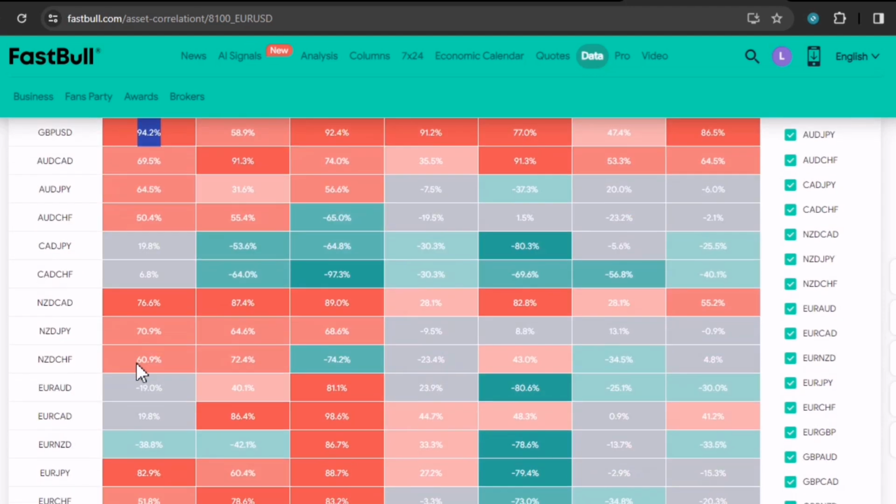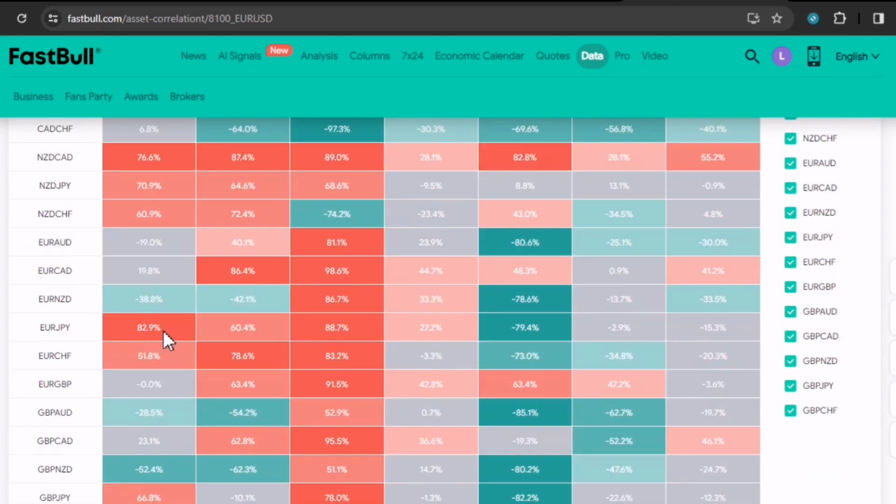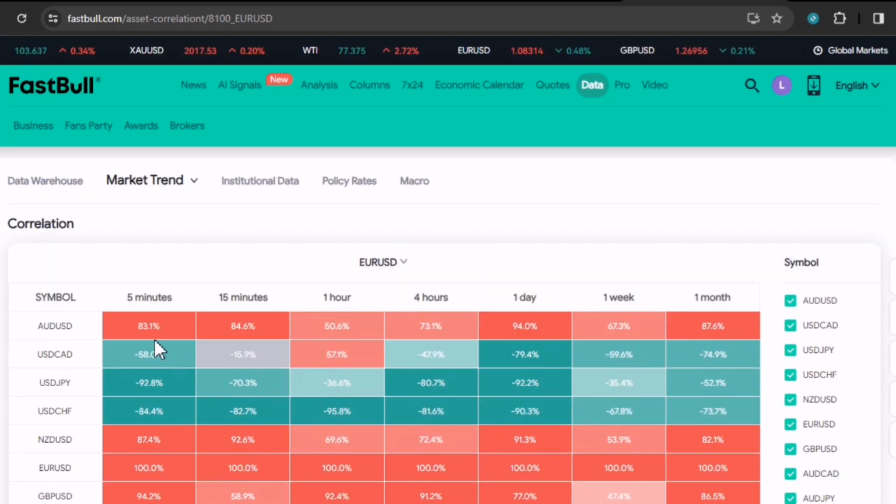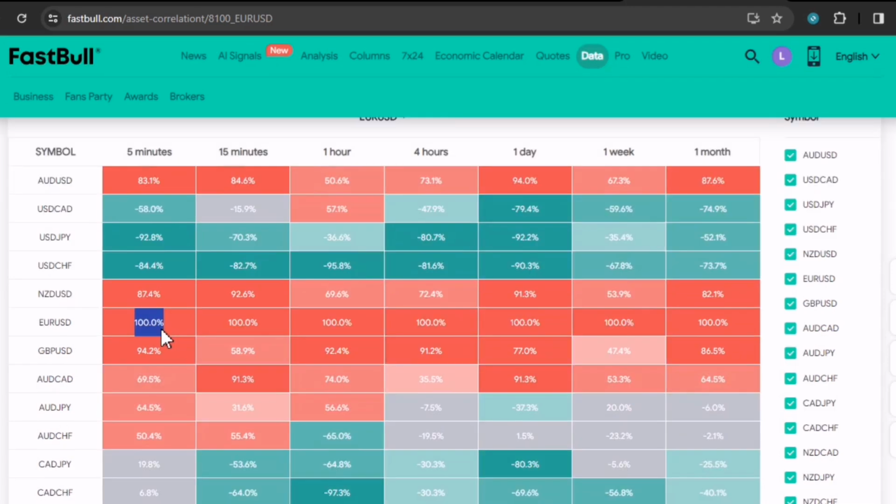Let's check another one. 82%. You can also buy Euro JPY. Let's look at one where you have a negative correlation here, USD JPY. If you have a buy entry on Euro USD, you don't analyze USD JPY, you just sell. And make sure to focus on the smaller time frames. If you are scalping, just come to the 5 minutes time frame or the 15 minutes time frame.